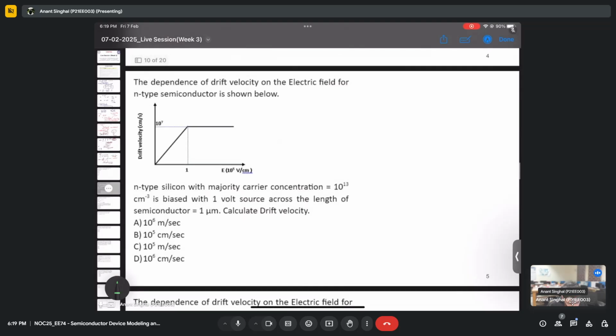Here you see the problem: the dependence of drift velocity on electric field for an N-type semiconductor is shown. The N-type silicon with majority carrier concentration is biased with a 1 volt source across the length of the semiconductor, 1 micron. You need to calculate the drift velocity. Can you do that? Do you want to try it by yourself? Yes, we'll try. Everyone, try to take 2 to 3 minutes. If you are able to get any answer, please type in the chat box and then I'll also solve.